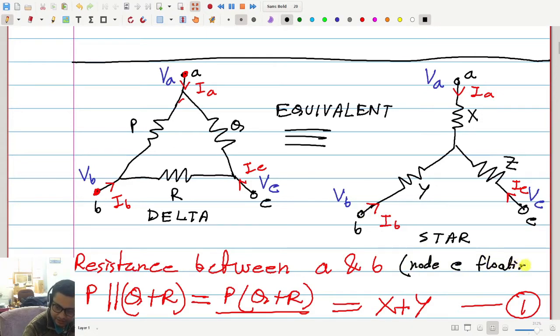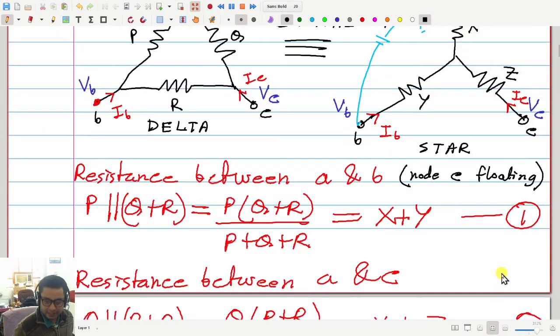Nothing is connected. So it's like you are applying a voltage from, let me draw it with a different color. Suppose you are applying a voltage between these two nodes and measuring how much current is flowing here, with this node unconnected, floating. Yeah, very good point. I forgot to mention that. Without this, it remains incomplete. And the same thing is true here: node B floating, and so on.